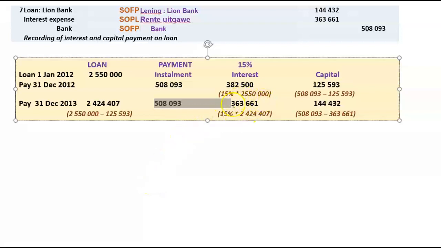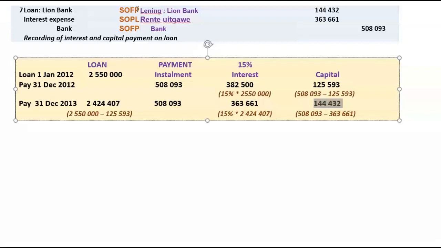So if 363,000 was interest, then the difference between those two must represent the capital that we have repaid in the current financial year, 144,432. So let's go and account for our repayment. We're going to debit the Lion Bank loan account, which is statement of financial position. Remember, the short-term portion and the long-term portion is purely for disclosure purposes, so we're not going to pass any accounting entries for that.